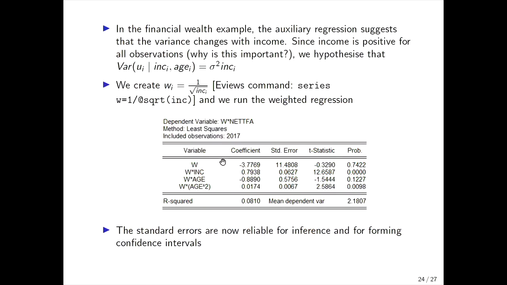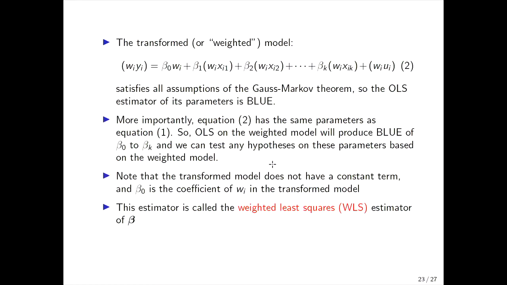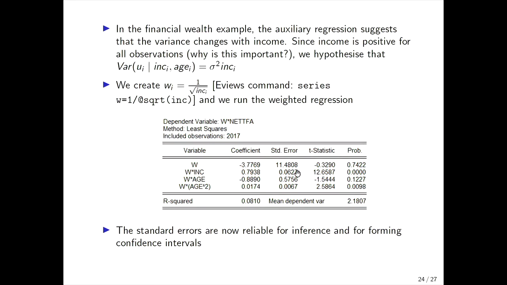So here is the output we get when we estimate the model by weighted least squares using income as our h variable. These are the estimated coefficients, the standard errors, the t-stats, etc. And as I say, because the error term in the transformed model is well behaved, the OLS estimator of the betas in equation 2 will be BLUE, and hypothesis testing based on these standard errors and test statistics will be reliable, because we've gotten rid of the heteroskedasticity problem.